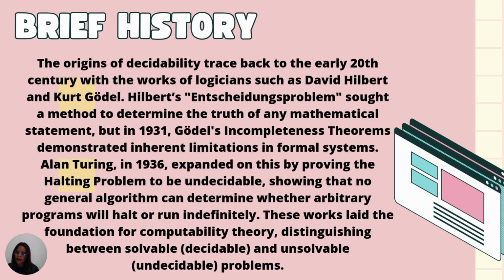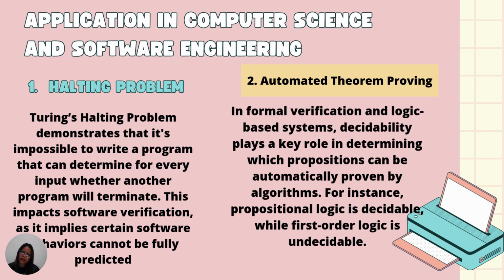Next are the applications in computer science and software engineering. Number one, the halting problem. What is the halting problem? Turing's halting problem demonstrates undecidability. We cannot write a program that predicts, for every other program, whether it will stop or keep running. So that is the halting problem.